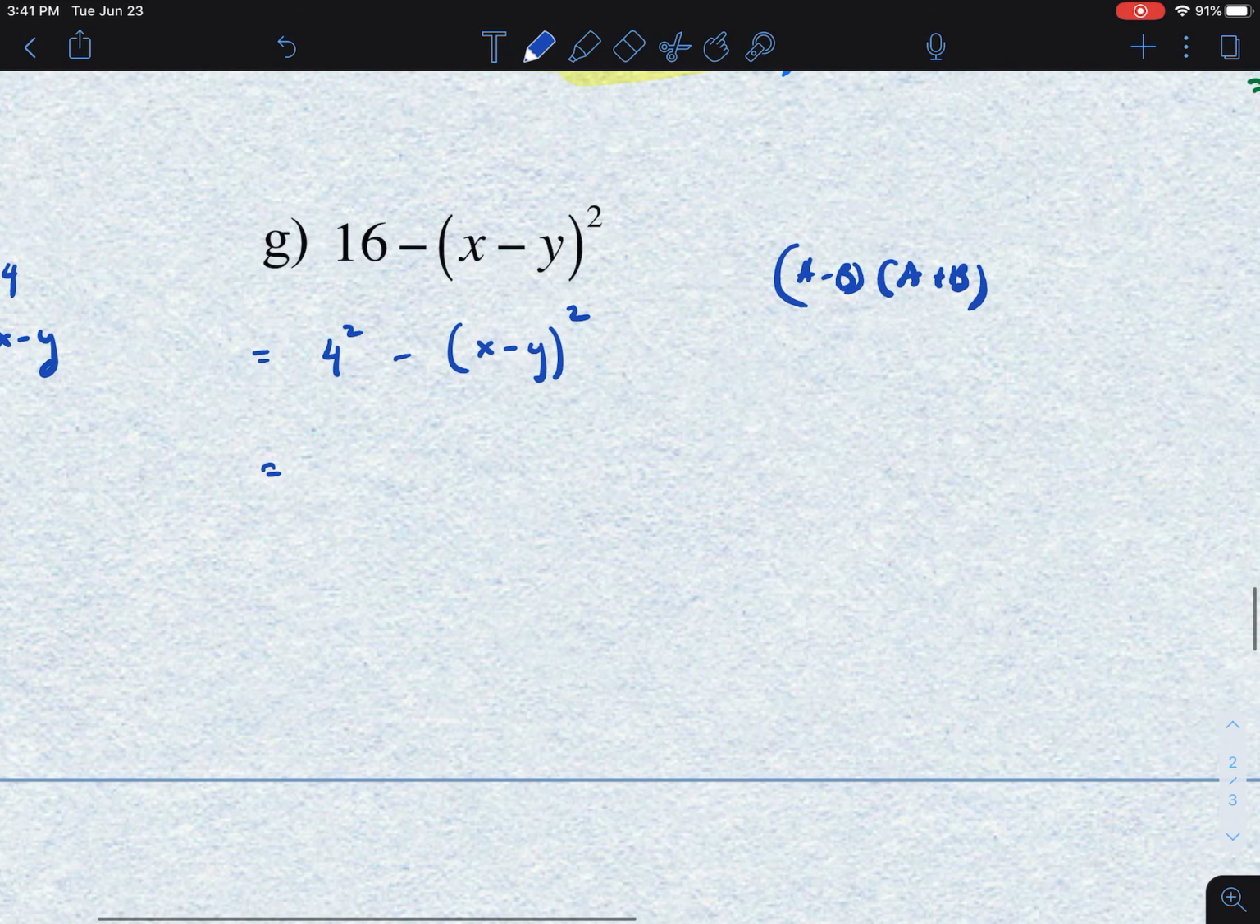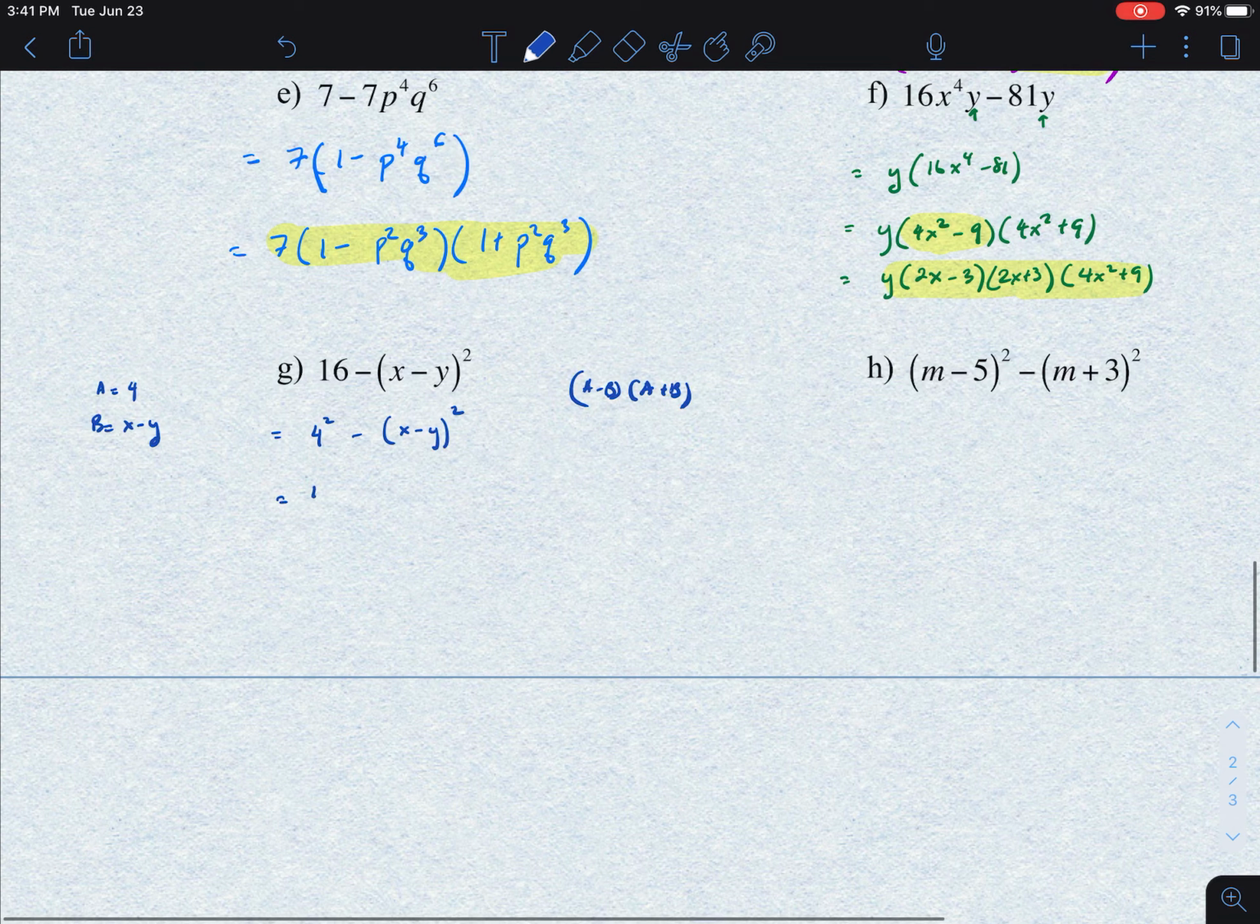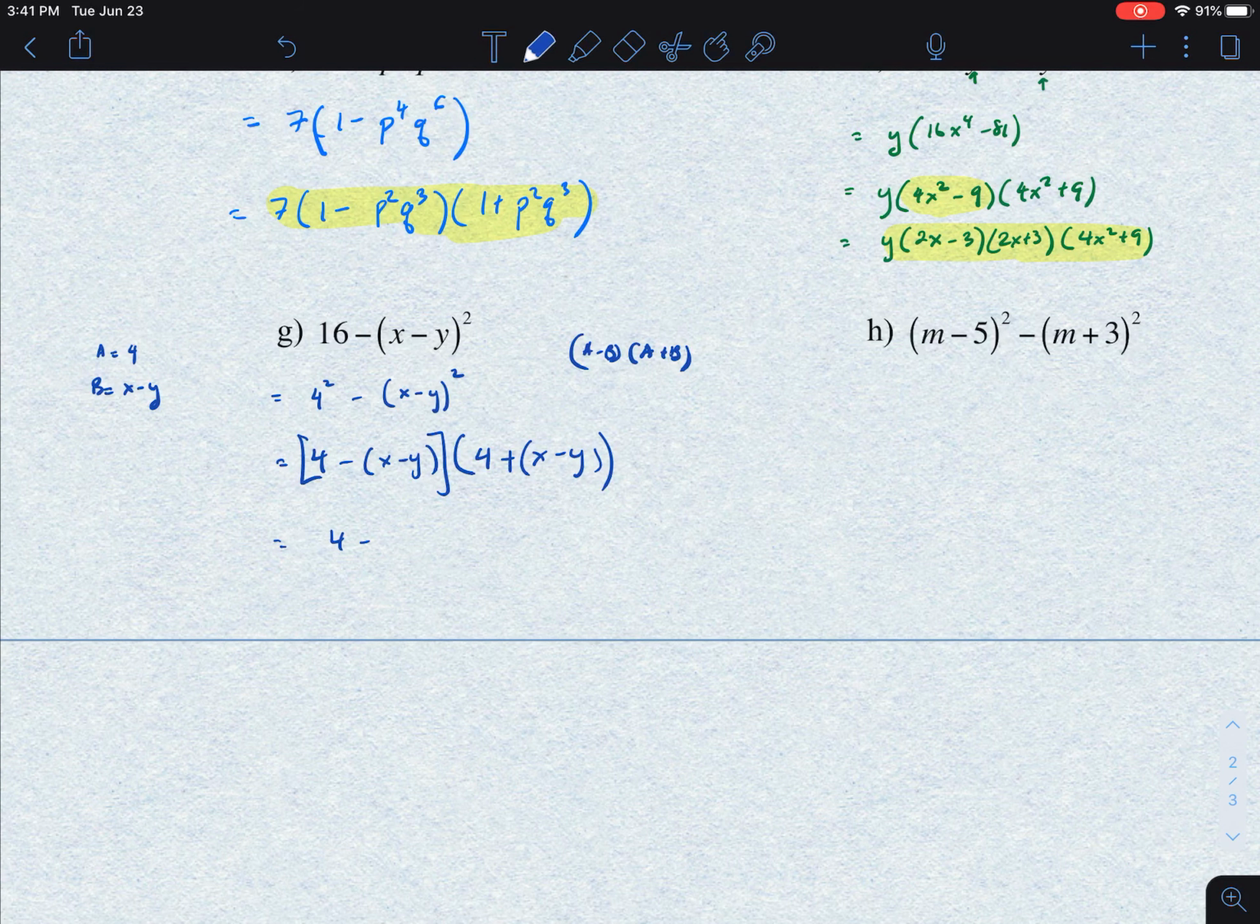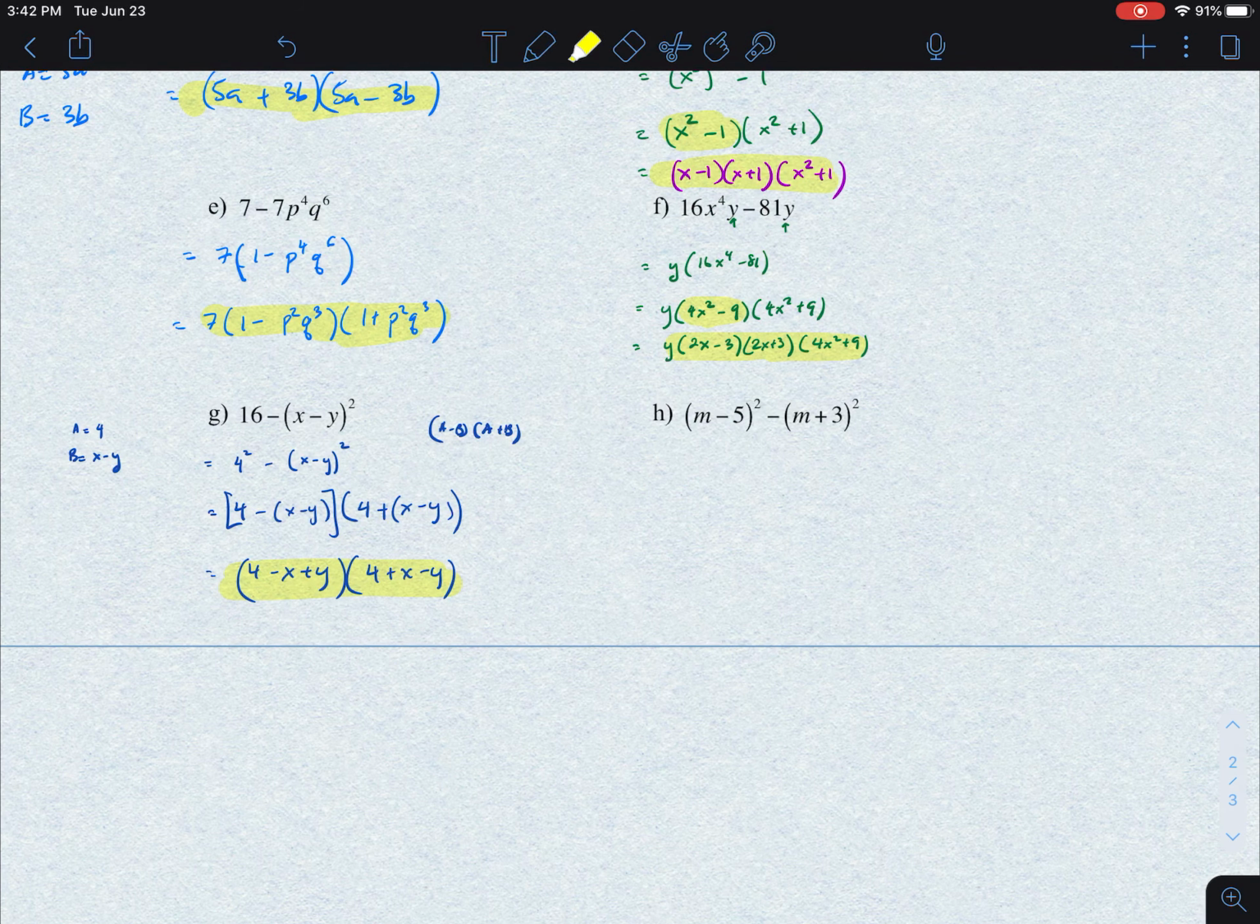So let's see here. So we can have 4. Let's do a minus first. So b in this case is x minus y. And then after that, a plus b in this case is x minus y. Okay, and then we can simplify. 4 minus x plus y, and then times 4 plus x minus y. So sometimes you see this weird difference of squares.